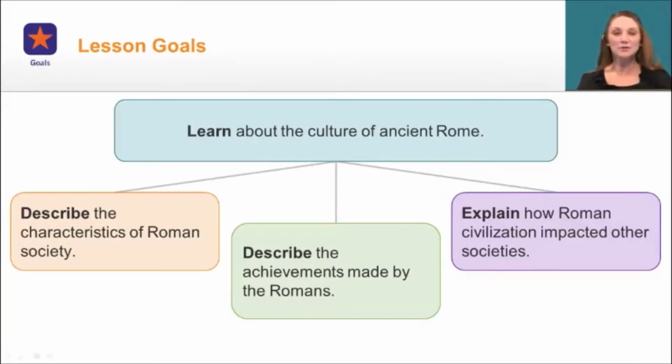We have some goals for our lesson. We need to learn about the culture of ancient Rome. To do that, we're going to be able to describe the characteristics of Roman society, describe the achievements made by the Romans. Lastly, explain how Roman civilization impacted other societies.